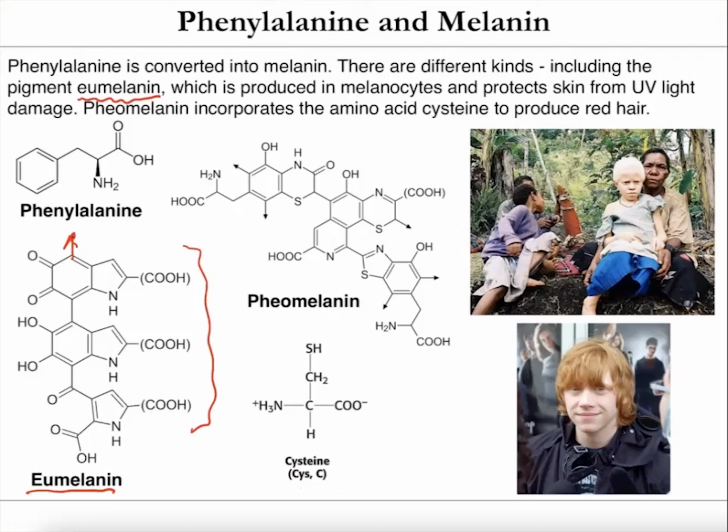But you can see it's actually synthesized from phenylalanine. It's a little bit hard to see, but basically all these benzyl rings in this molecule come from phenylalanine and form these polymers that'll form eumelanin. So eumelanin, of course, is produced in cells called melanocytes, and it protects skin from UV light damage.